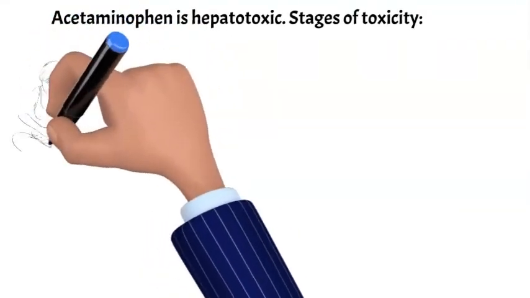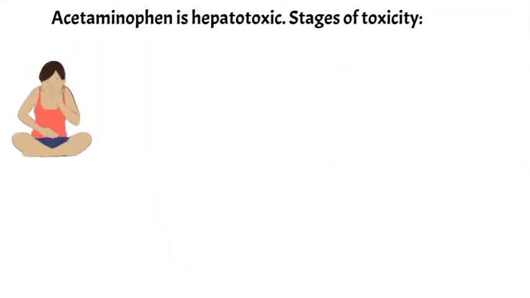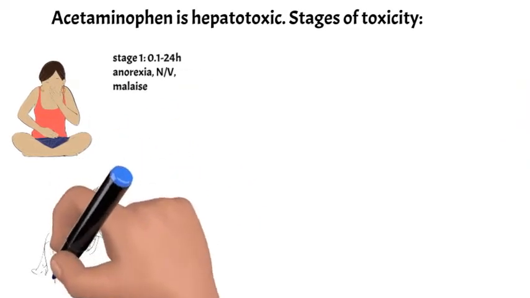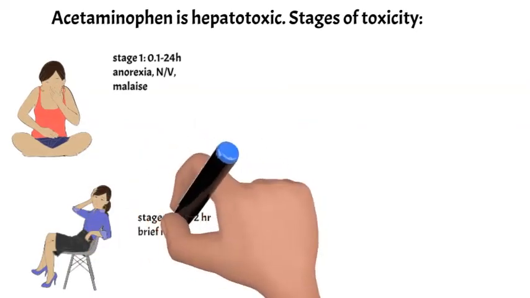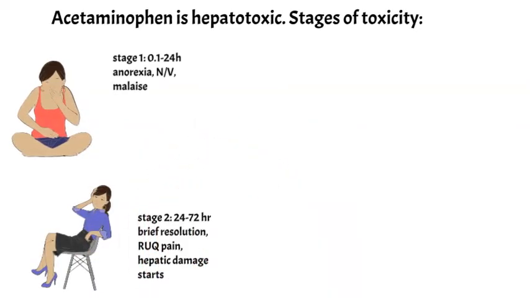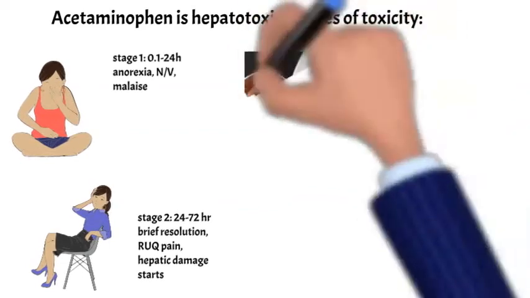Acetaminophen forms a toxic metabolite, N-acetyl-p-benzoquinone imine, NAPQI. Stage 1 in toxicity is up to 24 hours post-ingestion. Kind of generic symptoms: anorexia, nausea, vomiting, malaise, diaphoresis. Stage 2, 24 to 72 hours post-ingestion. We probably see resolution of stage 1 symptoms, but here's where hepatic damage is occurring. We'll see right upper quadrant tenderness, decreased urinary output, perhaps pancreatitis, elevation in liver enzymes, maybe increase in PT-INR, etc.